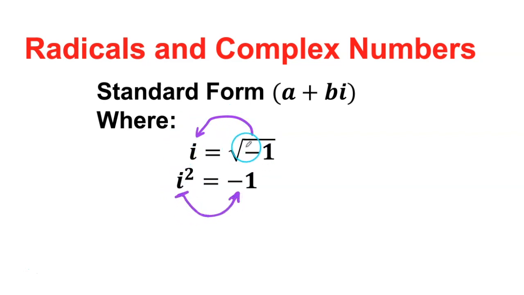You see the arrows? Square root of -1 turns into i. I don't have an i and then turn it into square root of -1. I won't do that. Only this direction. Same thing here. i squared turns into -1. I will not turn this into i squared. Alright? That's not the idea.